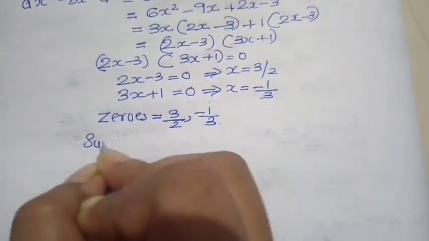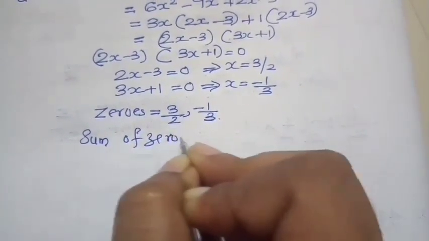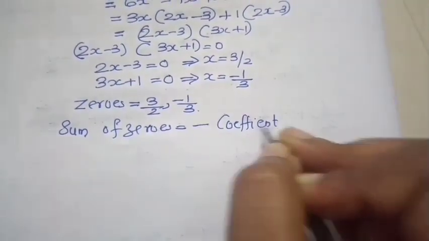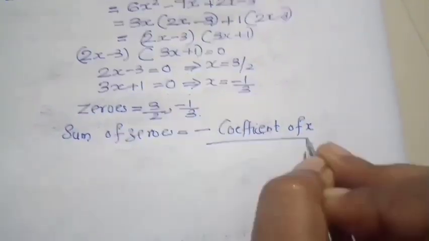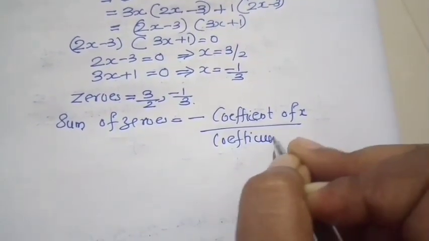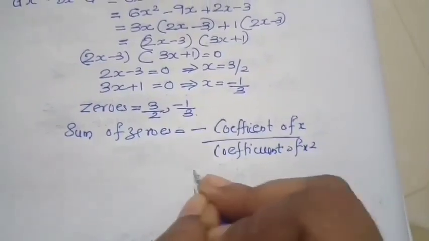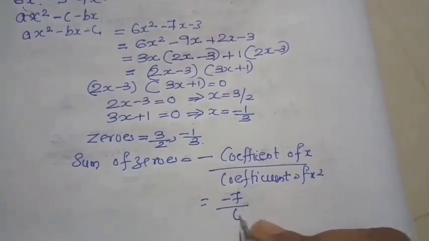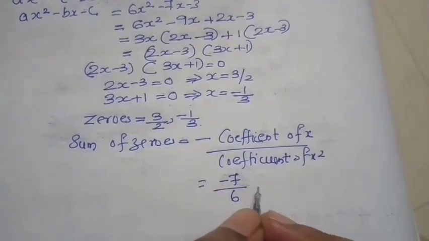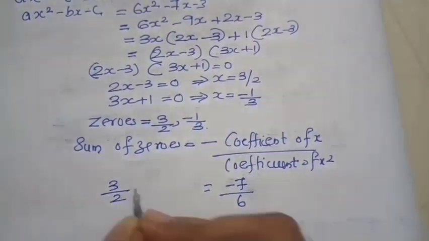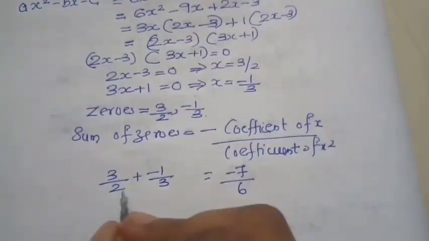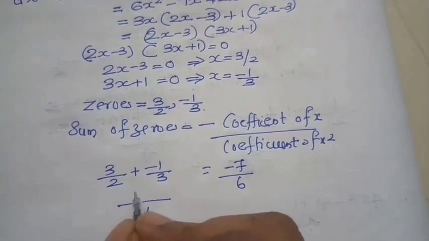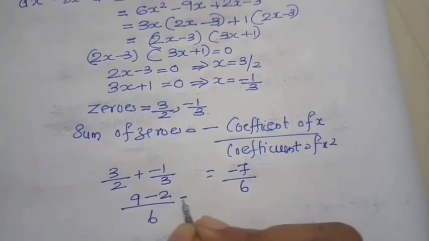So the first is sum of zeros equal to minus coefficient of x divided by coefficient of x square. What is the coefficient of x here? Coefficient of x is minus 7. And what is the coefficient of x square here? It is 6. So that is the right hand side. What is the sum of the zeros? 3 by 2 plus minus 1 by 3. So find the sum of these numbers. That will be 6 will come at the denominator, into 3, 9, into minus 2. That will give you 7 by 6.